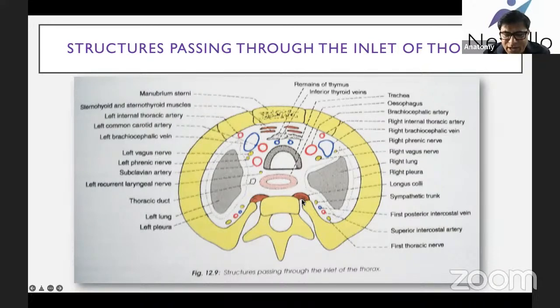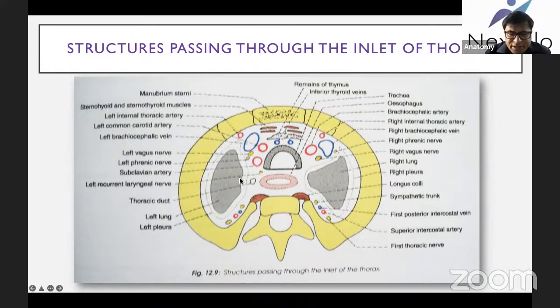Then there is the longus colli, which joins the head of the first rib to the first thoracic vertebra. Posteriorly, you'll find the sympathetic trunk also. Then, of course, the first posterior intercostal veins on both sides drain into the corresponding left brachiocephalic vein. Here you're finding the superior intercostal arteries and the first thoracic nerve. Remember, in the case of the brachial plexus, I just told you that the first thoracic nerve will ascend up over the first rib and join C8 to form the lower trunk.